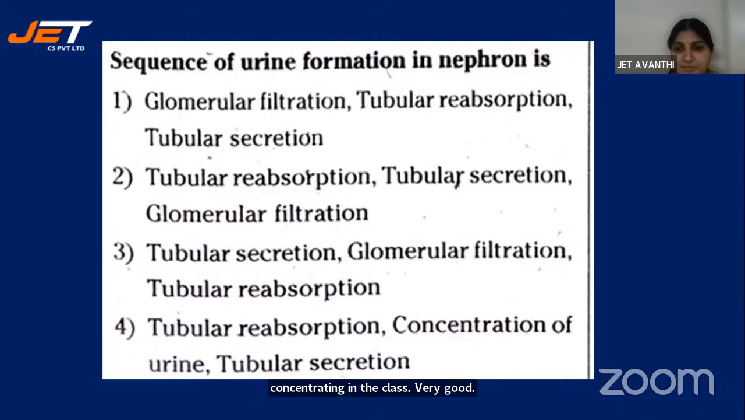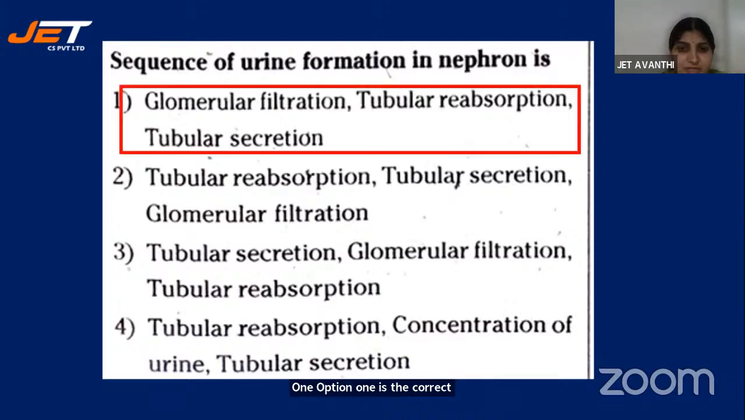The Malpighian body has glomerulus, a collection of blood capillaries. From there, first it is glomerular filtration, then reabsorption, then secretion, and the last one is concentration of urine, which happens in the DCT. So option 1 is the correct answer. Okay. Next question.